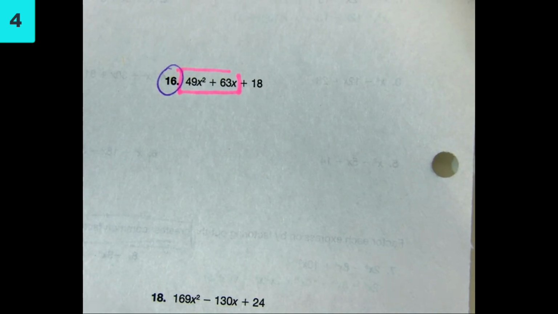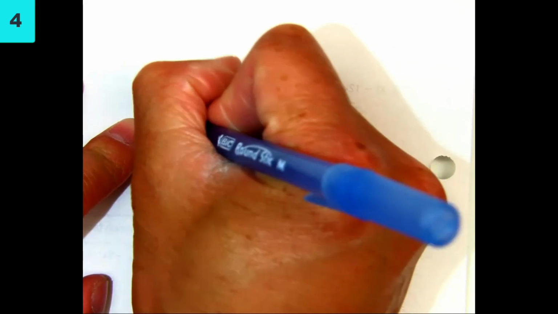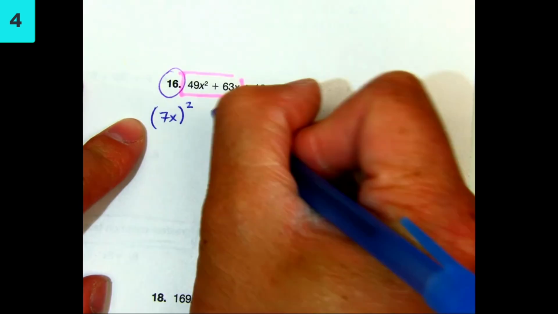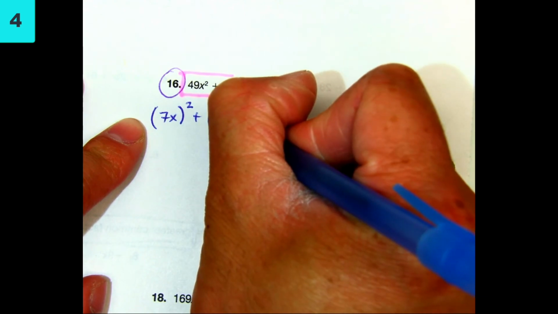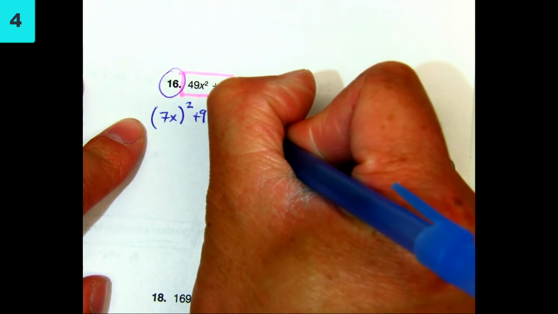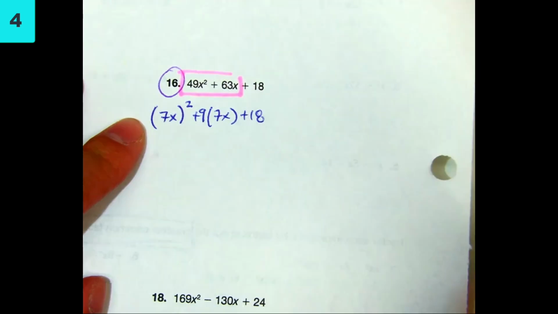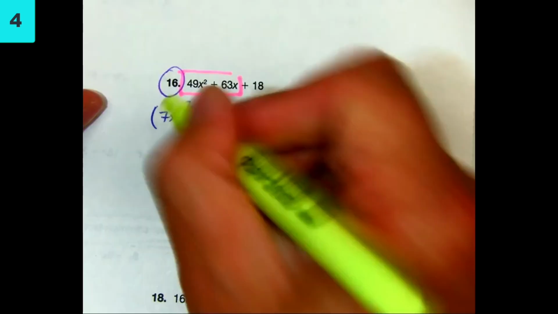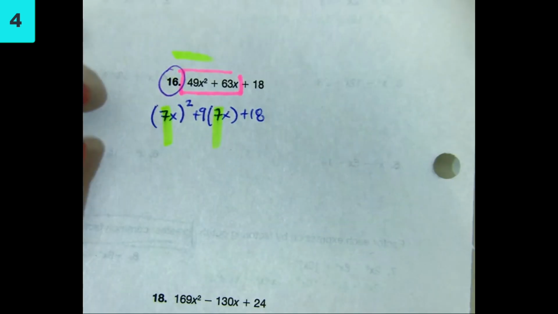What did you guys get for, what do they have in common? 7. So tell me what to write. 7x squared, right? Plus 9, 7x plus 18. And what variable did you guys use? Z is equal to what?